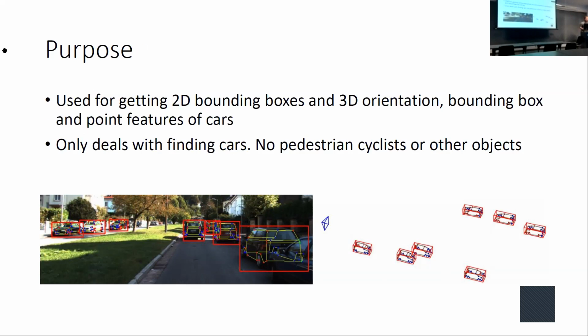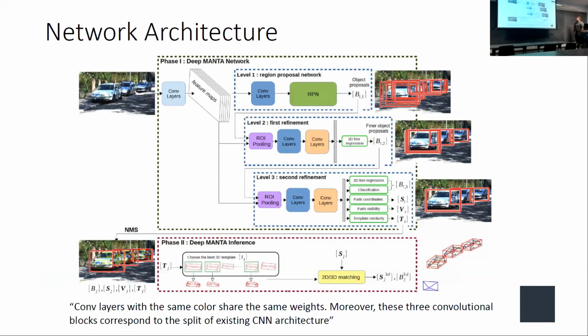General purpose: it's used to get 2D bounding boxes and 3D orientation, bounding boxes and points of the actual car in 3D space. It only deals with finding cars, no pedestrians, segmentation, anything like that. It's only concerned with finding vehicles. So this is the general network architecture.